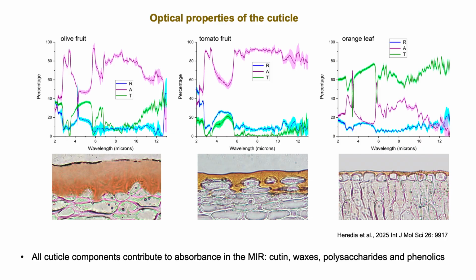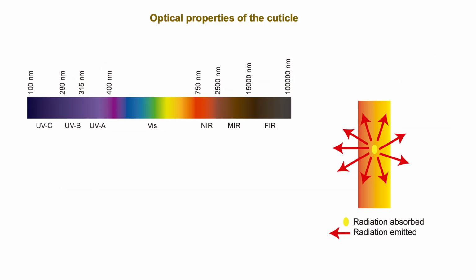Cutin, waxes, polysaccharides, and phenolics, they all can absorb and or reflect infrared light. So, to sum up, what we are saying is that the cuticle interacts with UV light mainly by absorption, with visible light mainly through reflection, the reason why we see objects, and with infrared light by a combination of absorption and, to a certain level, reflection.